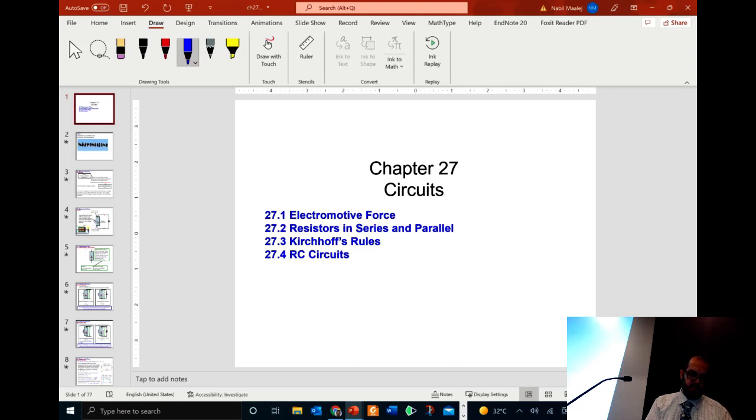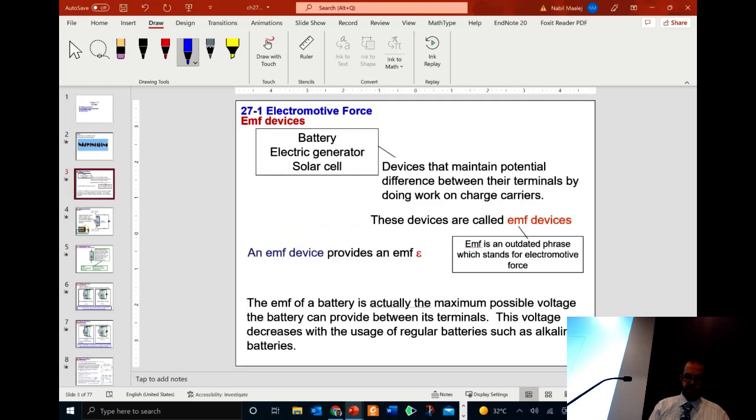So these might be simple for electrical engineers, but not so simple for students in other disciplines. Okay? So we have spoken about batteries, but we never mentioned that they are called EMF. A battery or an electric generator or a solar cell are devices that maintain a constant potential across them, at least for some period of time, and then they degrade. These are called EMF devices.